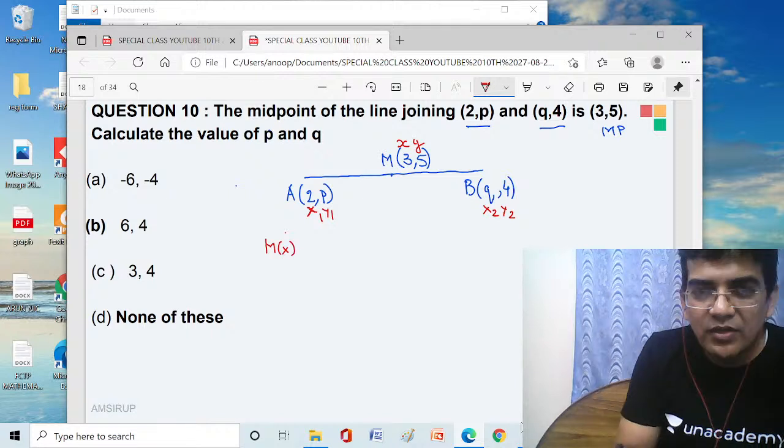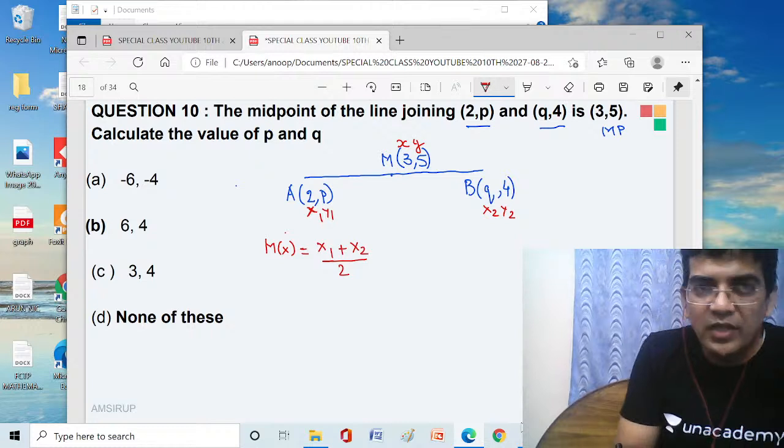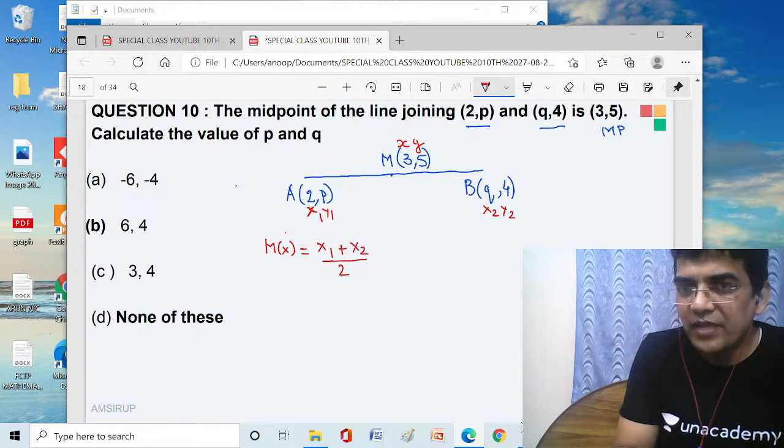Now the x coordinate formula for M is like this: x1 plus x2 upon 2. This is the formula. Now on the left side, what is Mx indicating? Mx is indicating the x coordinate of the midpoint. See, x is indicating the x coordinate of point M. The x coordinate of M is 3. So here you will be substituting 3.